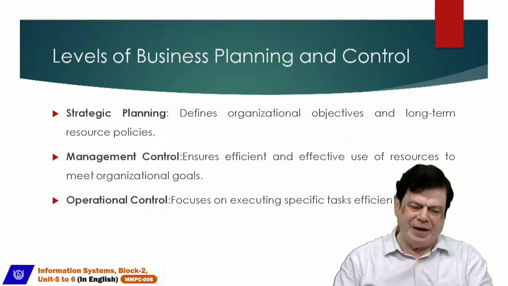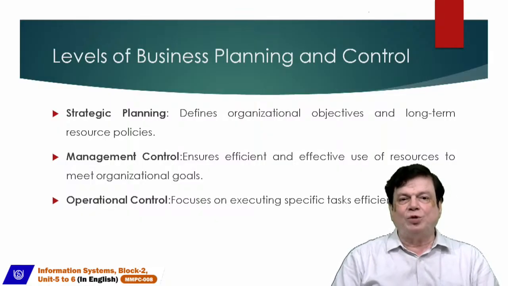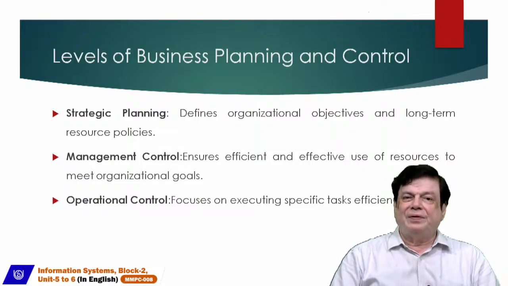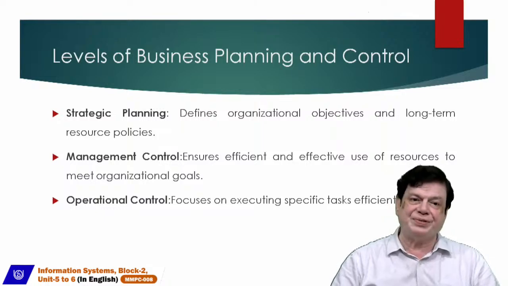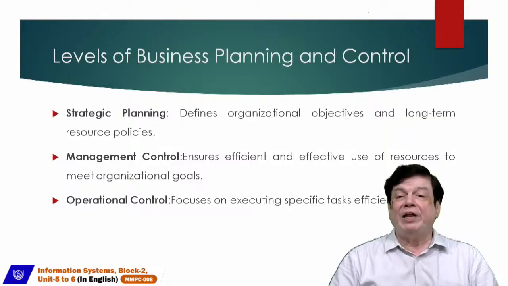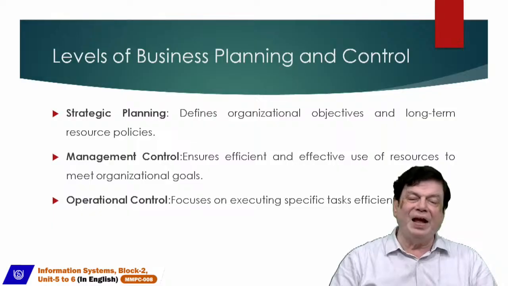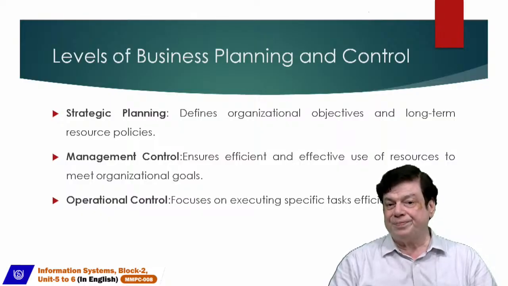Levels of business planning and control. Now, strategic planning. What is strategic planning? It defines organizational objectives and long-term resource policies. Now, management control. Management control ensures efficient and effective use of resources to meet organizational goals.